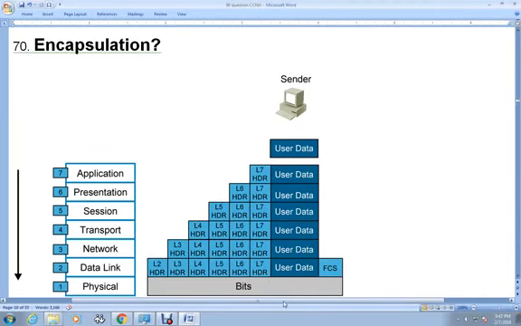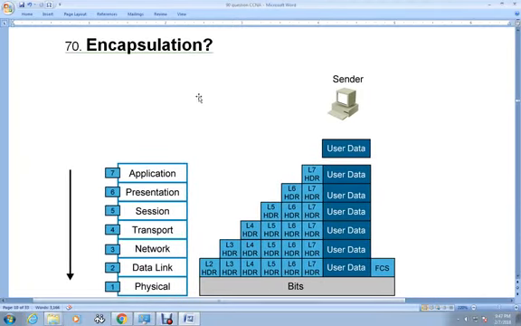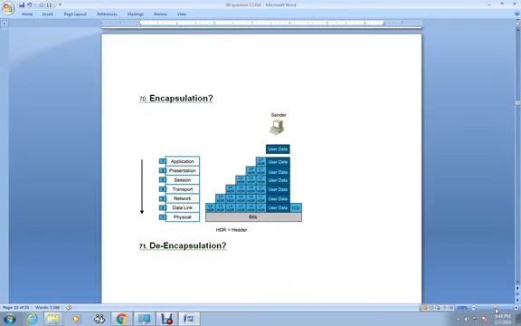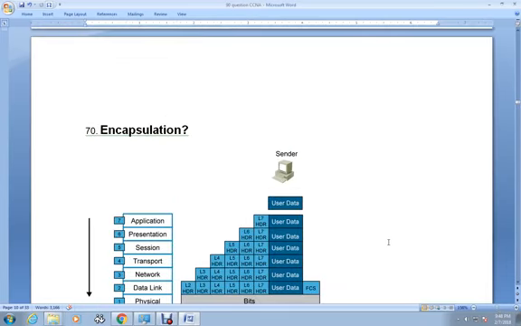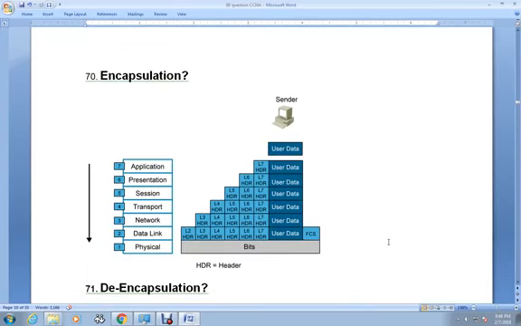Guys, now I was talking about encapsulation. So what is encapsulation? Basically, with the help of this image, encapsulation is nothing but when we send data to another computer or destination, it adds some information, like the next device or next recipient's information as well as our own sending computer's information.